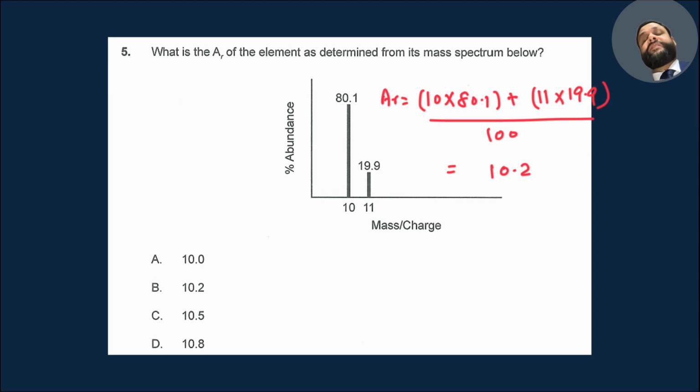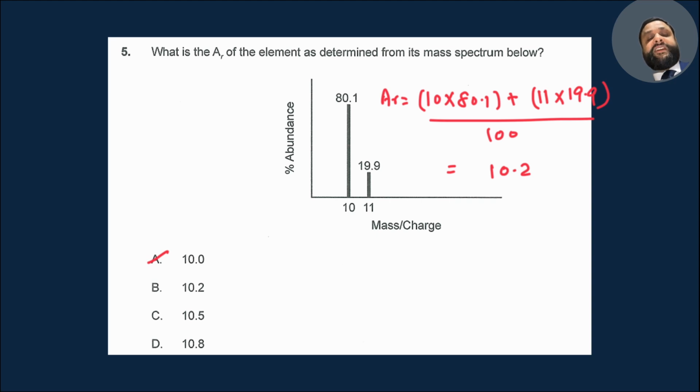But this question can be answered without using a calculator. So how can we do that? The mass of 10 is much more abundant than the mass of 11, which is 19.9. So our AR should be slightly higher than 10. So let's go through the options. Option A, 10, no, it doesn't show any contribution of 11 at all.